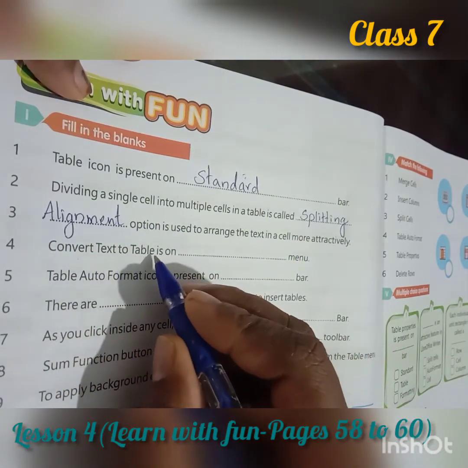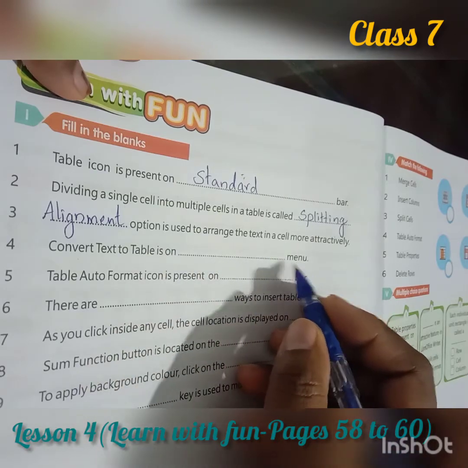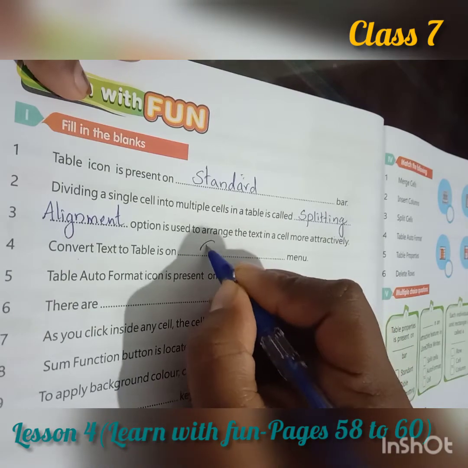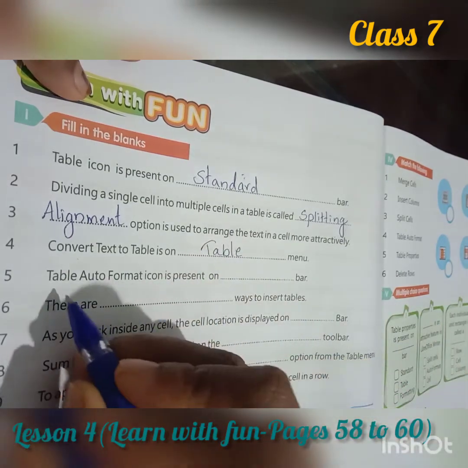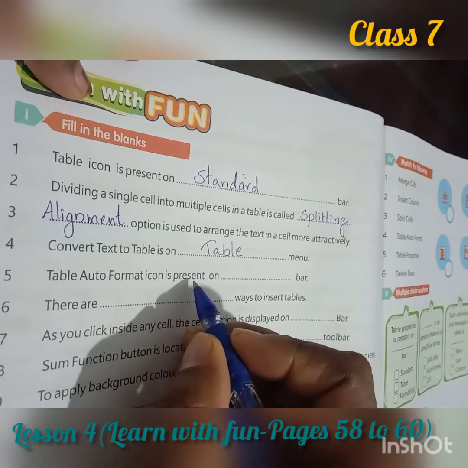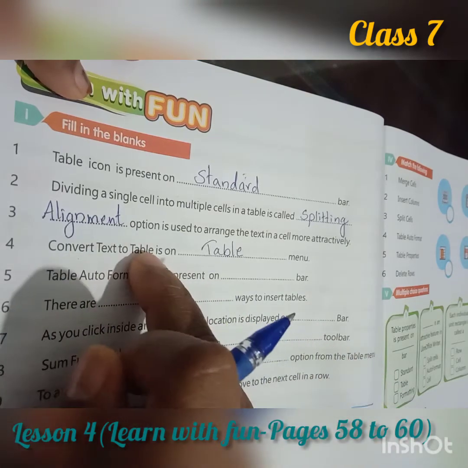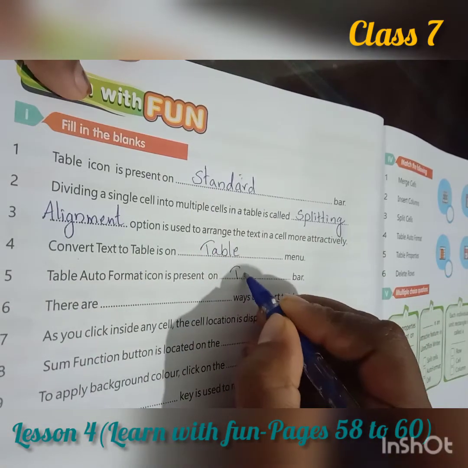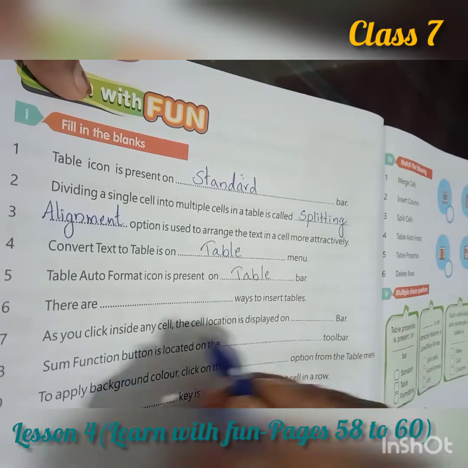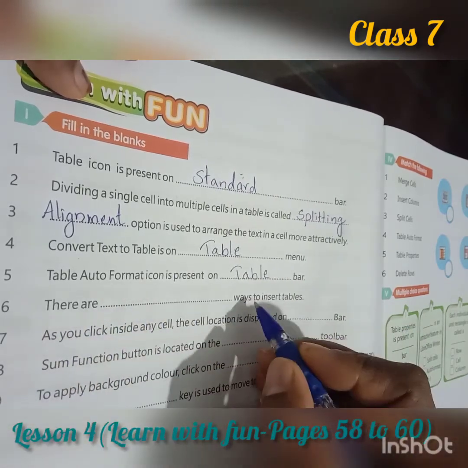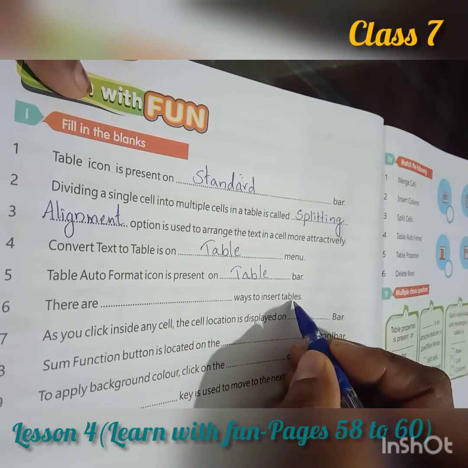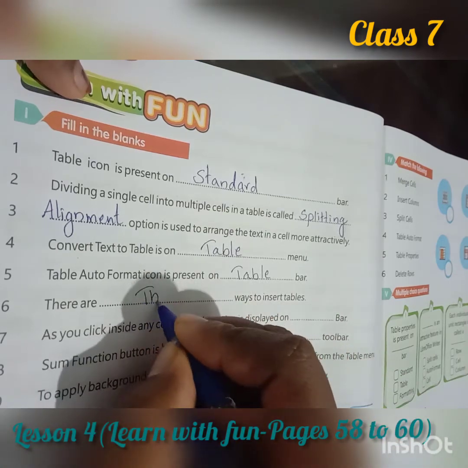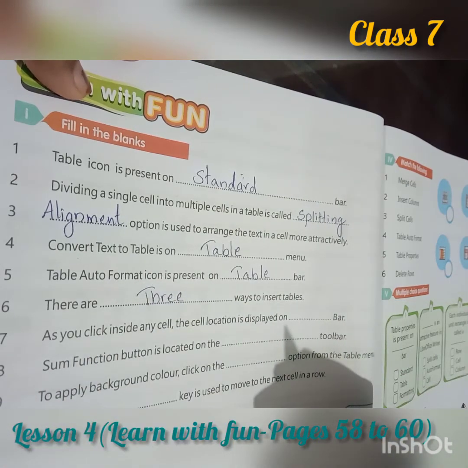Convert text to table is on dash menu. In which menu? That is in table. Okay, table menu. Table option is there. Table auto format icon is present on the table bar. Table bar. There are dash ways to insert tables. How many ways are there to insert tables? There are 3 ways.